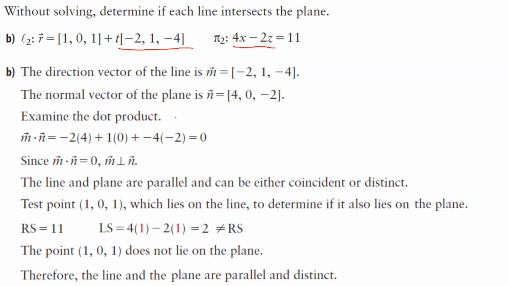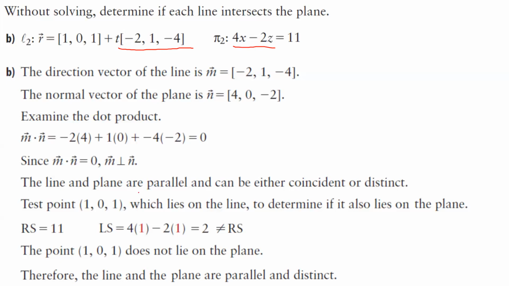Then again, examine the dot product to check if the two vectors are perpendicular. The dot product between m and n, if you calculate this, you can see that it's actually 0. If the dot product is 0, we know the two vectors are perpendicular to each other. Therefore, the line and plane are parallel and can be either coincident or distinct.